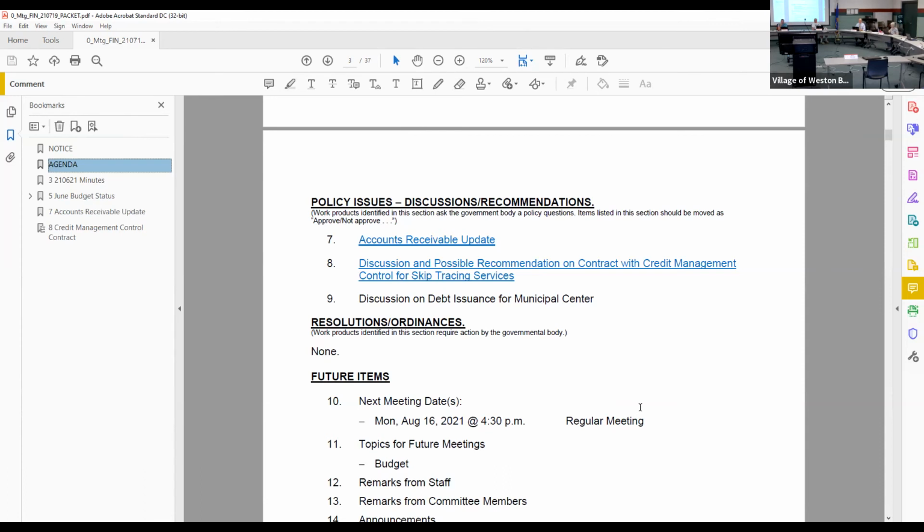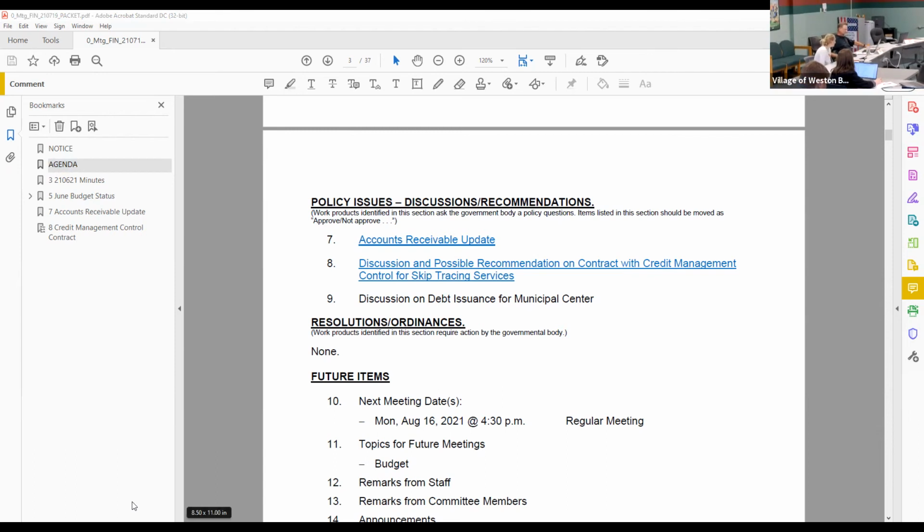Okay, future items, next meeting. We have item 9 yet. Oh, I'm sorry, I got that. Discussion on debt issue for municipal center. So we just got an email from Myron on Friday with a proposed payment list. And so by the end of the year, we'll have over $8 million in payments. Coming rather quickly, we need to have a plan for how to pay this.